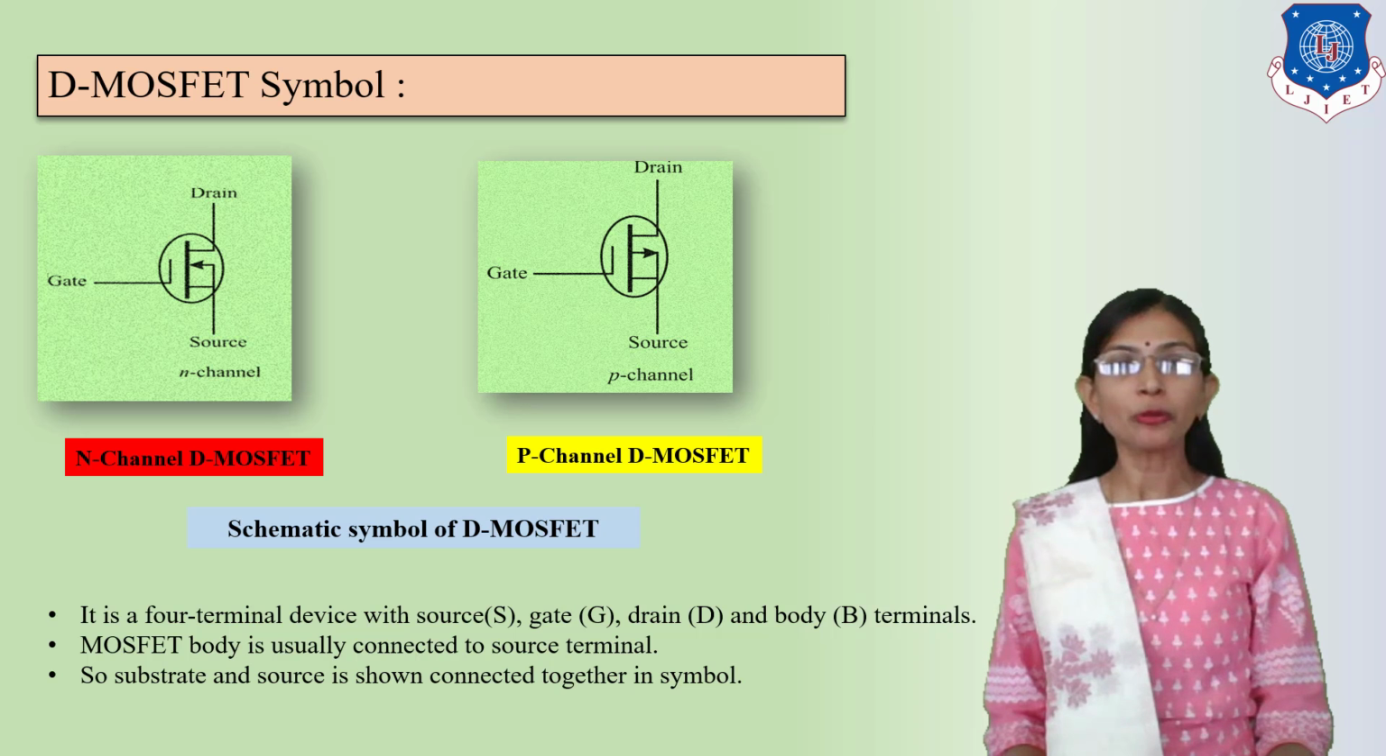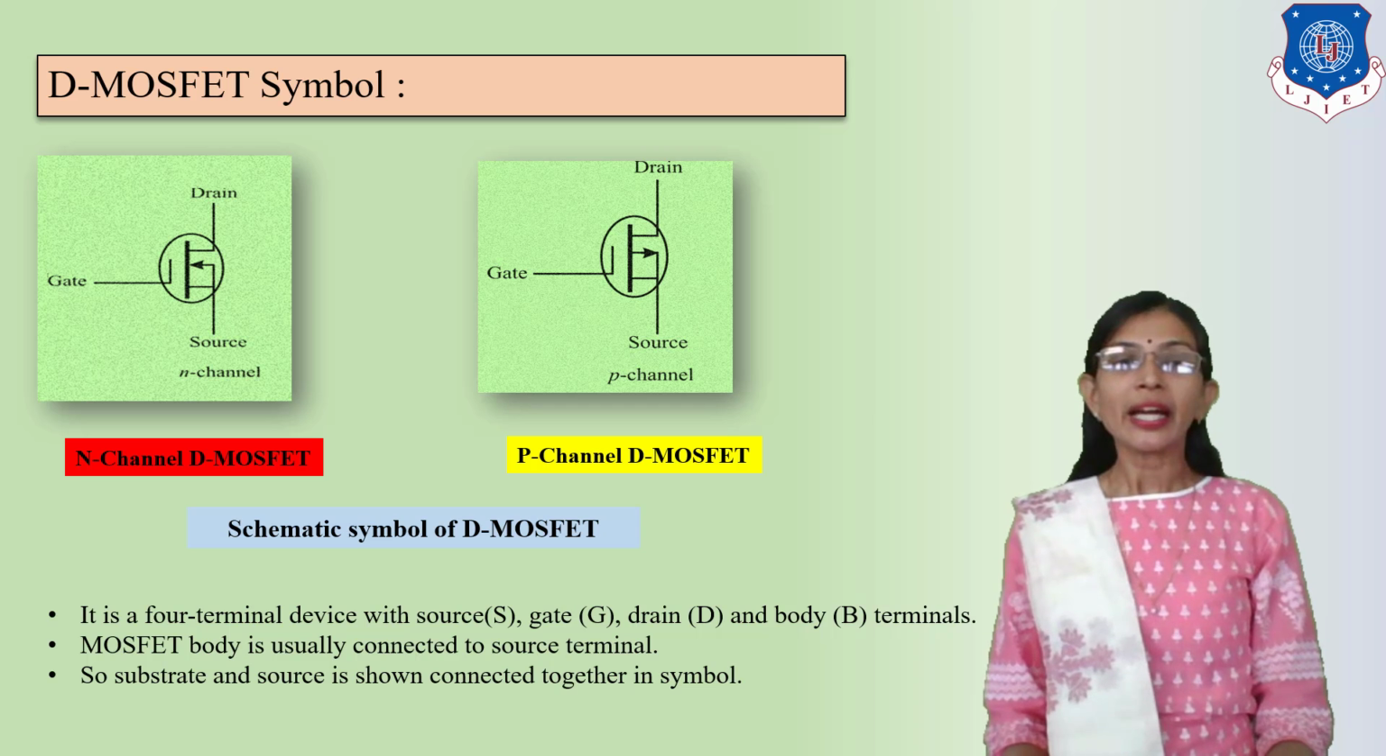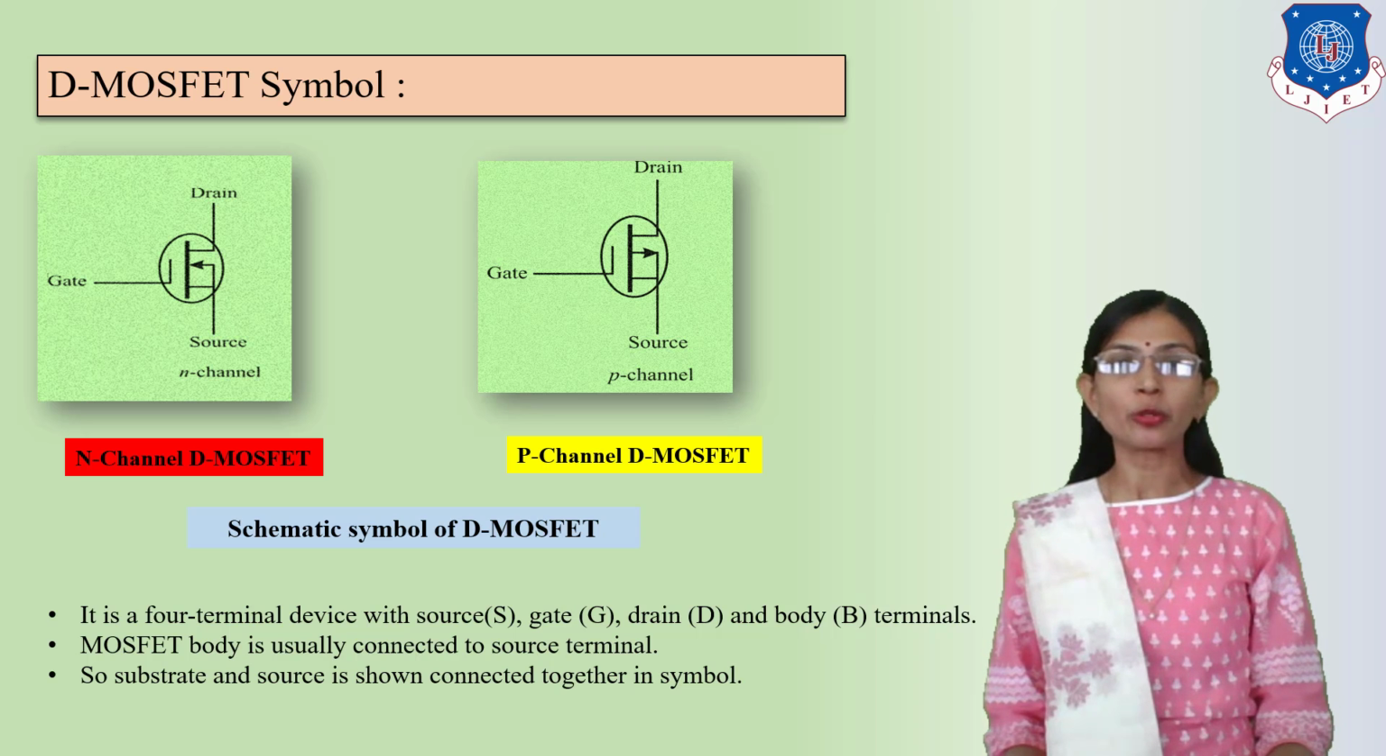Here we will have the fourth terminal also, that is known as body terminal or another source terminal. So it is the four terminal device which will have source, gate, drain and body terminals. MOSFET body is usually connected to the source terminal, and so substrate and source is shown connected together in the symbol. Look at this, you can see that substrate and source, two terminals are connected together.